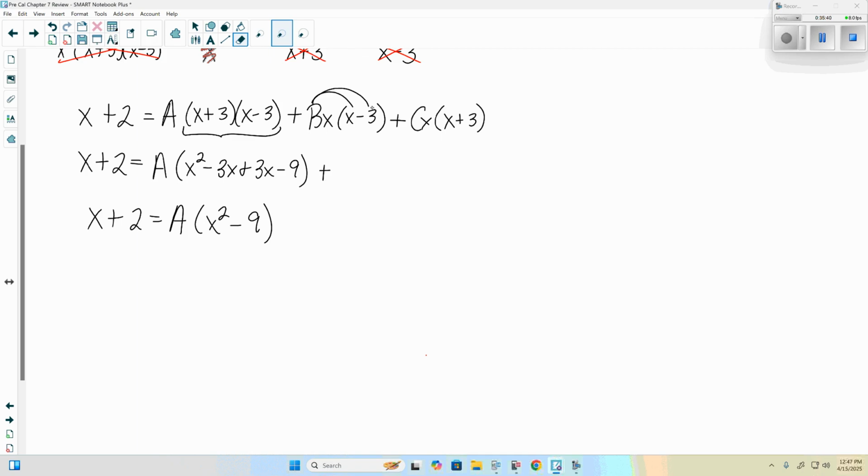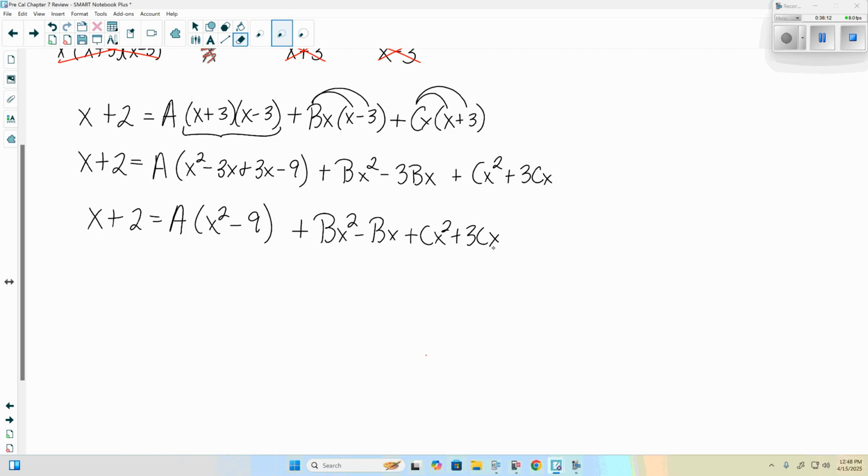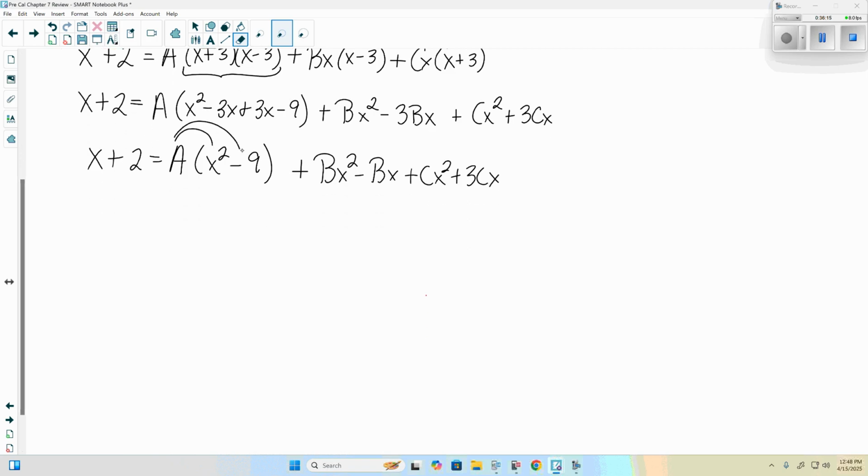The bx, we can distribute it. bx times x is going to be bx squared. bx times negative 3 is going to give us negative 3bx. Lastly, with cx, cx times x is going to be cx squared. And cx times 3 is going to be plus 3cx. Now we also need to multiply through by a.